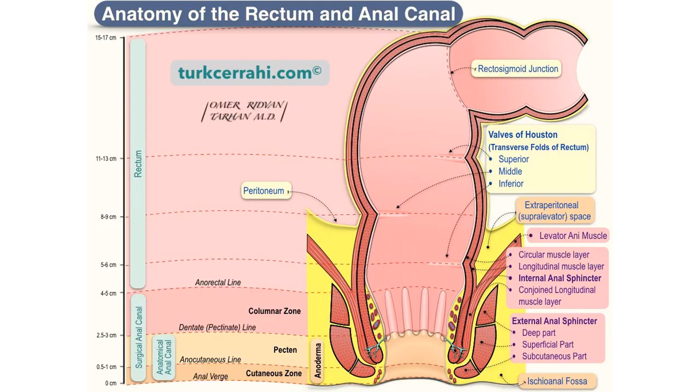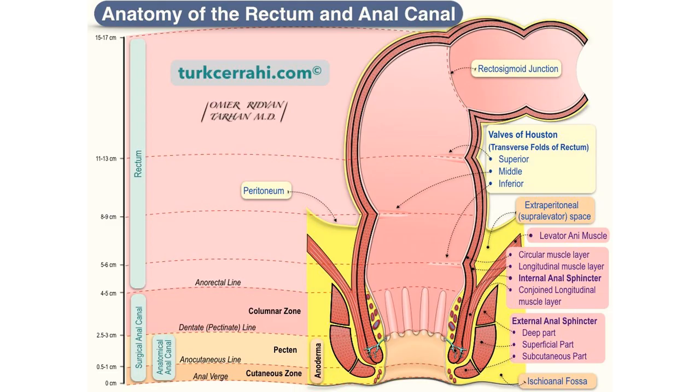Here, the anatomy of the rectum: you can see the rectosigmoid junction up there, and then the transverse folds of the rectum, the superior, middle and inferior. These are three folds. Also you can see the extraperitoneal fat or space, very important, and the levator ani muscle.